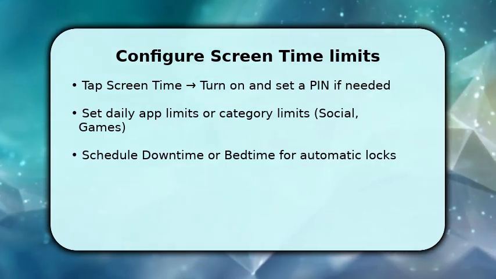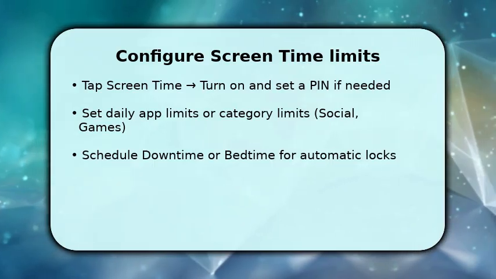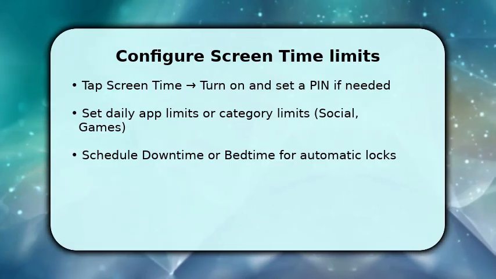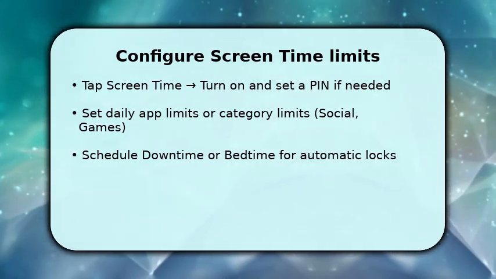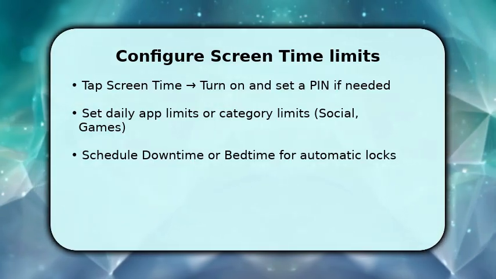To control evenings, schedule downtime or bedtime and pick start/end times so apps are restricted automatically. If you need exceptions, add allowed apps for calls or messages. These rules work together to reduce usage and enforce consistent habits.